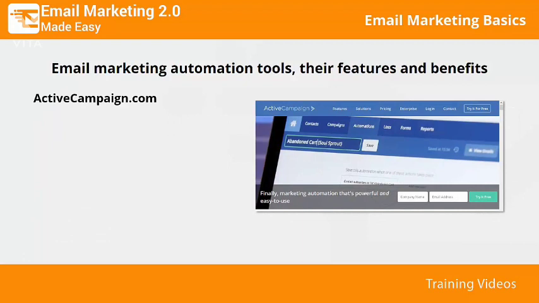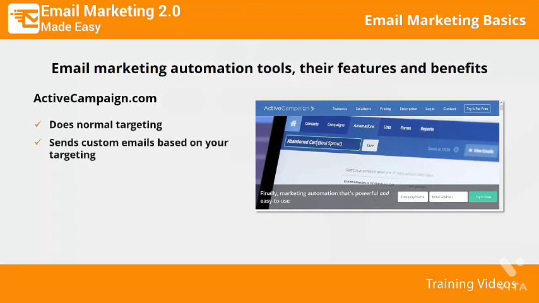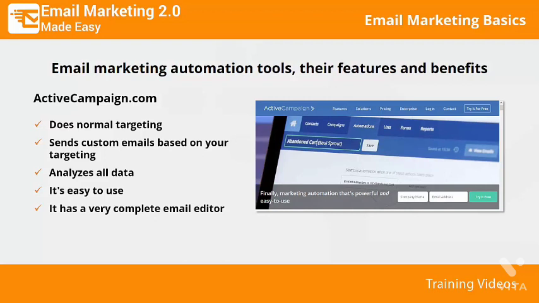ActiveCampaign.com. ActiveCampaign is an email marketing tool with which you can track your contacts to create a trustworthy professional relationship with them through emails. Does normal targeting. Sends custom emails based on your targeting. Analyzes all data. It's easy to use. It has a very complete email editor and lets you track all contacts.